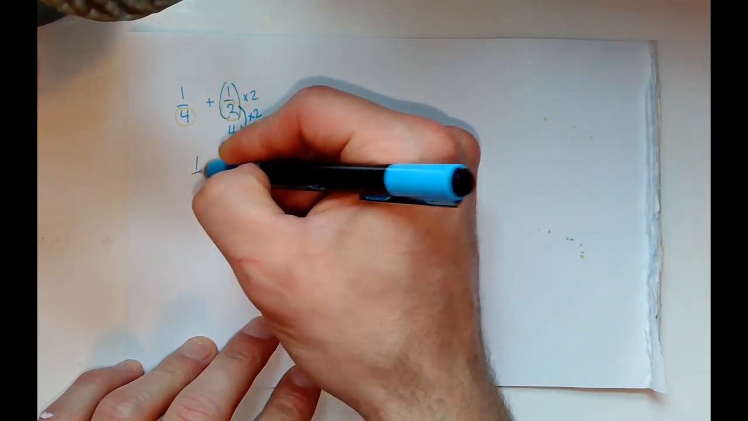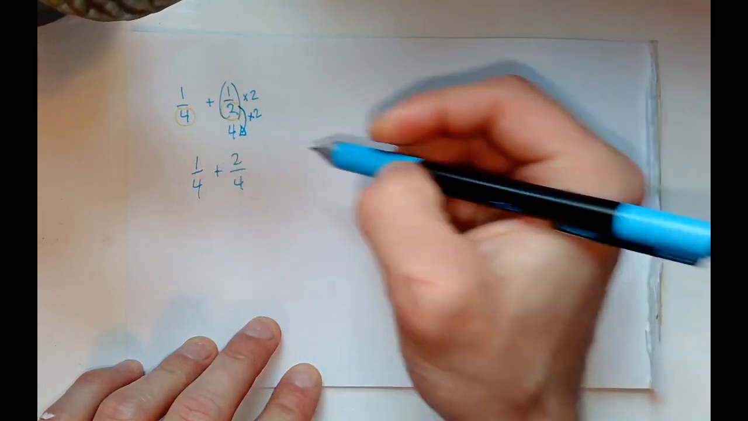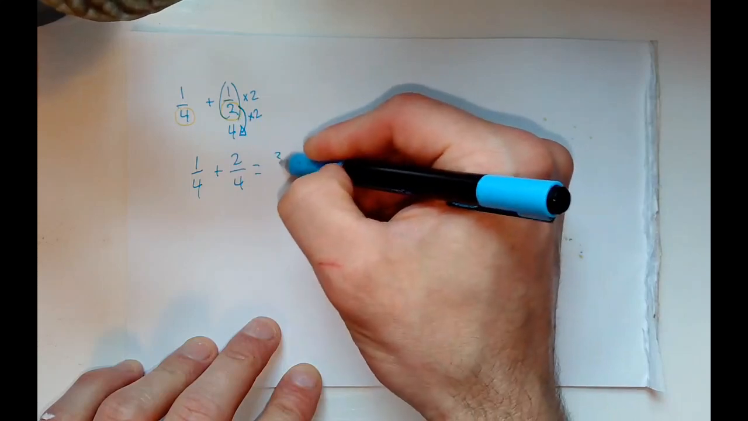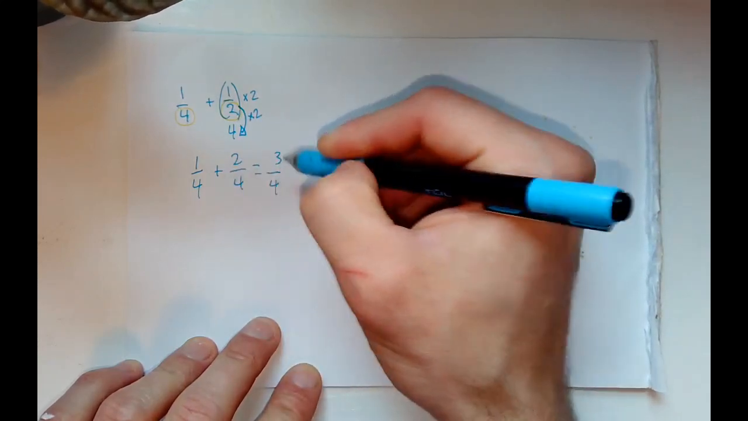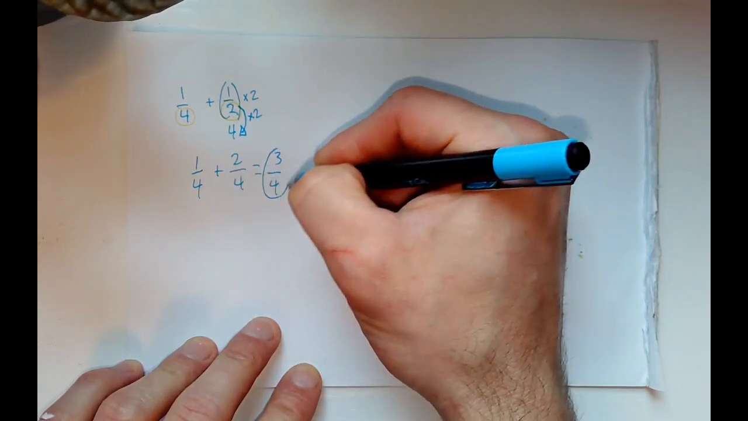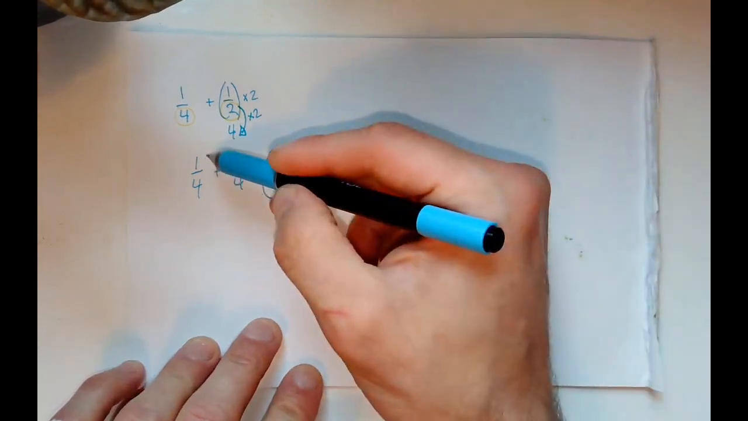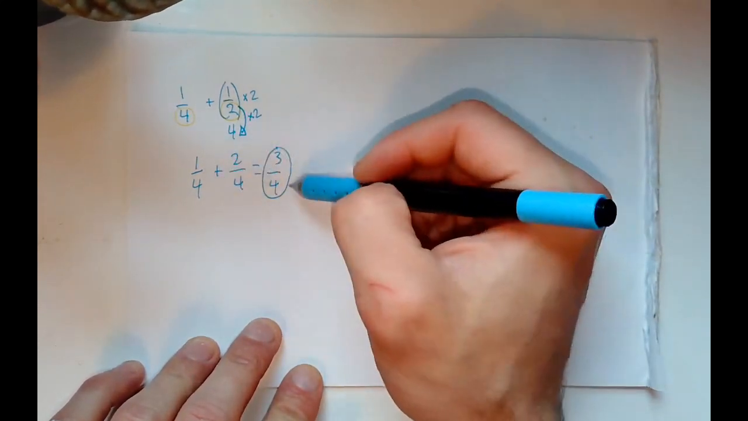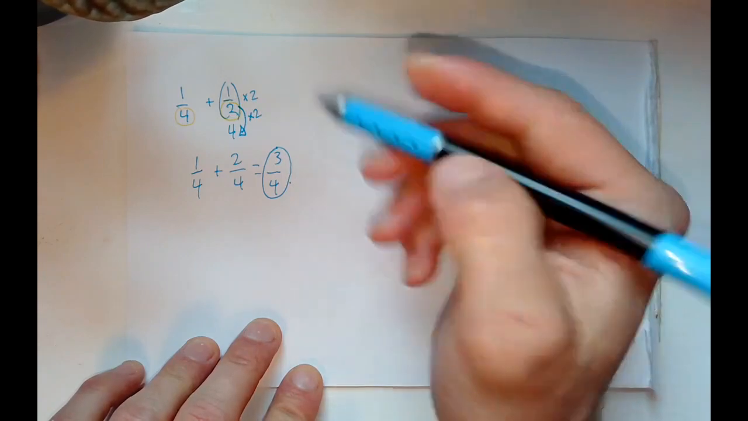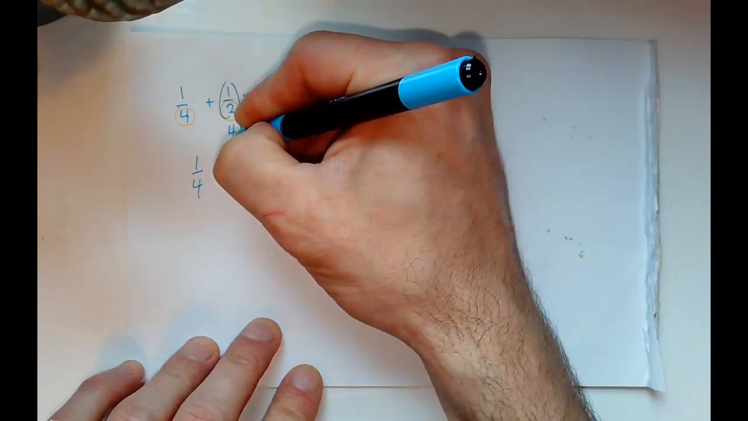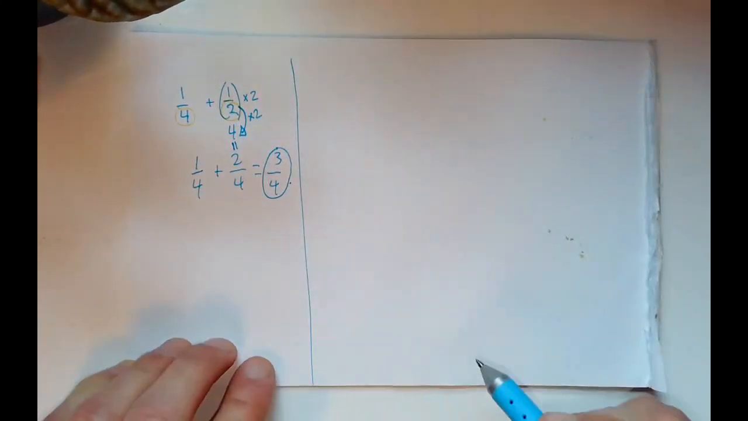So we now have 1/4 plus 2/4. 1 plus 2 equals 3. The size of the piece stays the same. So 1/4 plus 2/4 is 3/4, right? We only had to make one equivalent fraction. Let's look at another example.